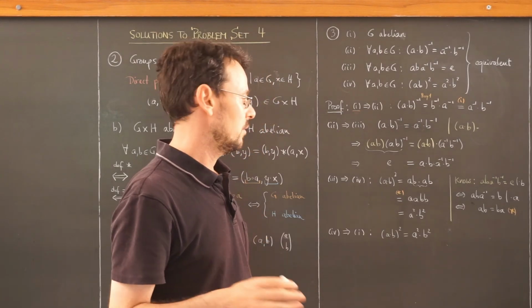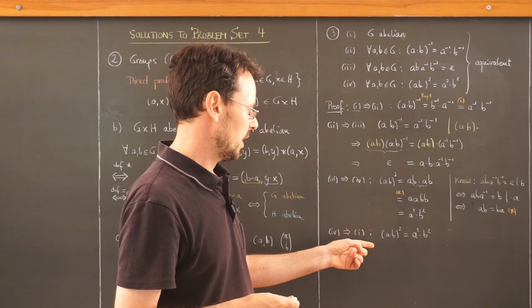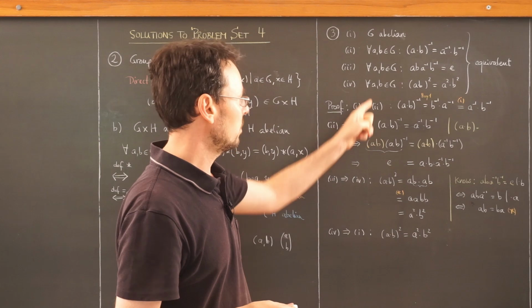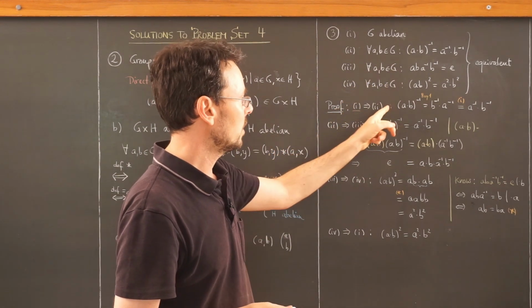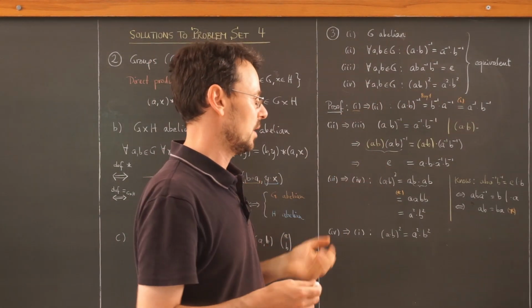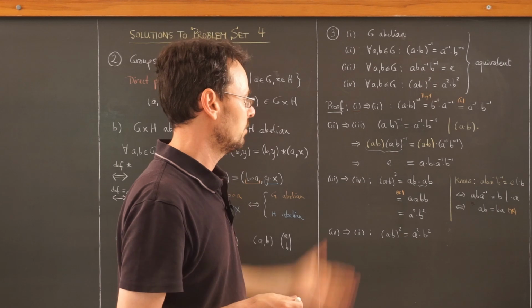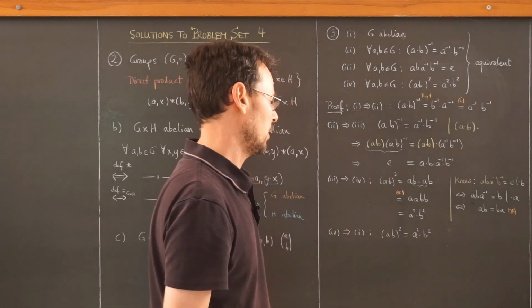And again, if you're a beginner handing in this as a solution to an exercise sheet, you should always write here, because we have to show something for all elements. You write here, let A and B be any arbitrary element of G. Then it would be perfect, because here I do not specify what A and B are.